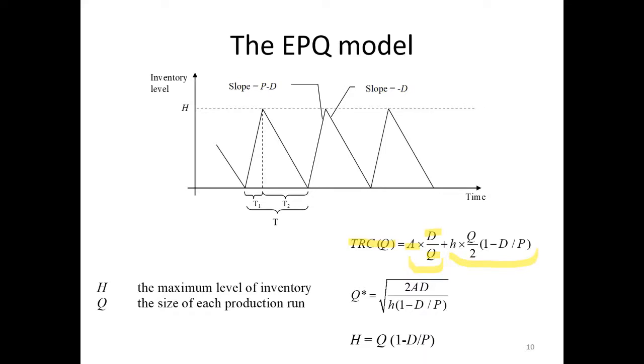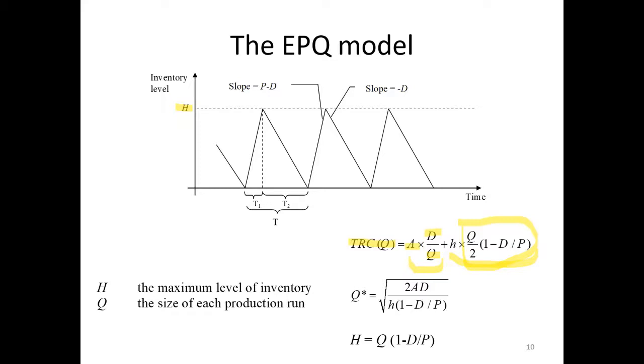Why? Because when you calculate the average inventory level, it will be affected here by the production rate. This part of our calculation represents the average inventory level. And of course, the average inventory level is calculated as H, the maximum inventory level, divided by 2, just like what we did for the EOQ model. Remember, the only difference is that H is not the same as Q in our case.